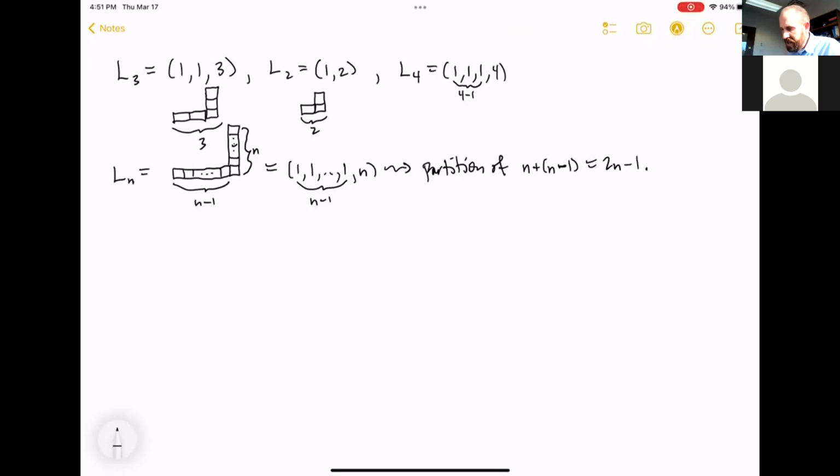Okay, so you might ask yourself, what is the board that this thing is rook equivalent to? So what's the L prime that is increasing such that Ln is rook equivalent to L prime?